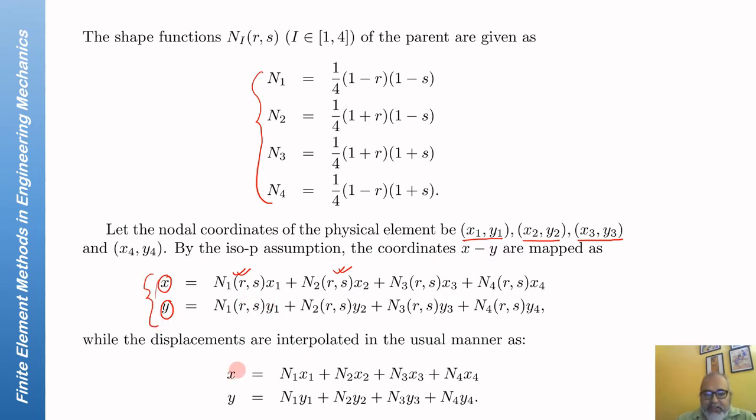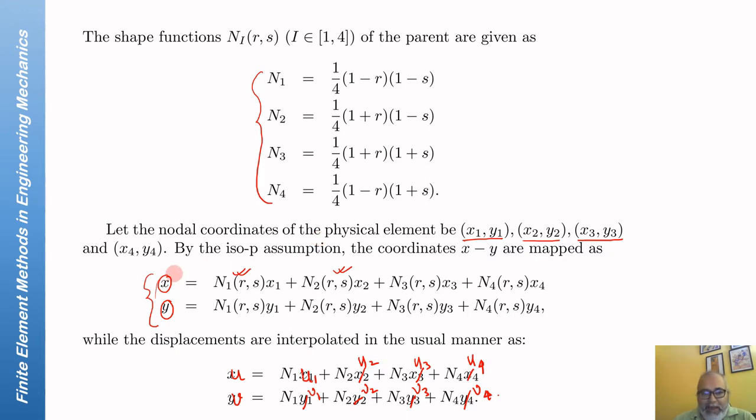The displacements, this would be u and this would be v. So the displacements are interpolated in the usual manner. This is a cut and paste problem which I will fix before I upload. So this is how the displacements will be interpolated. The same set of shape functions will be used to interpolate the coordinates as well.